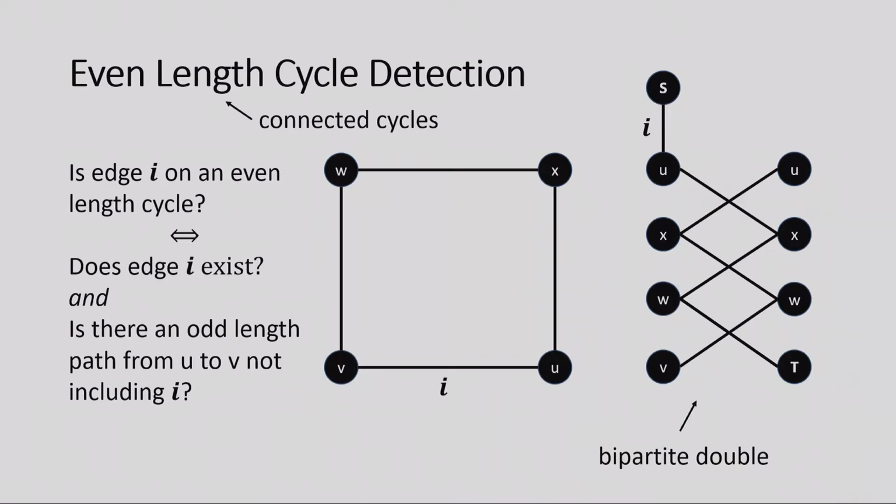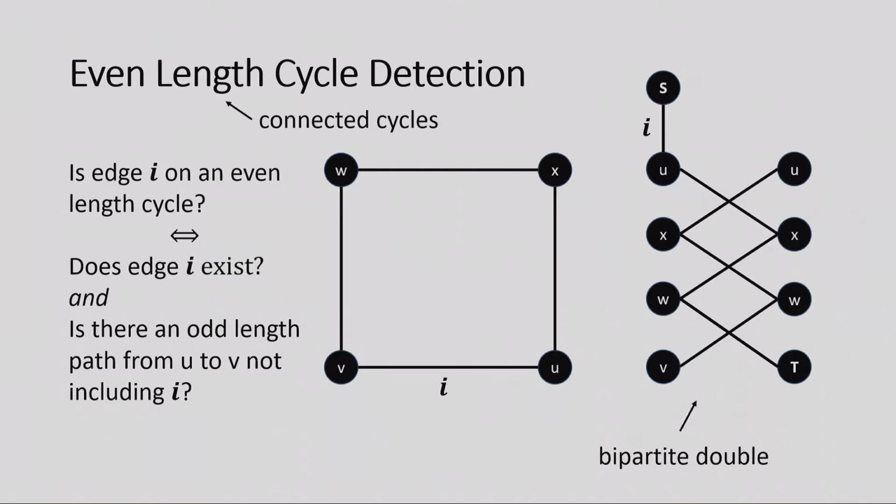So this algorithm actually tells us that if there are no even cycles, there are also no connected cycles on this graph. We're going to ask the question in a similar way to before: is edge I on an even cycle? As before, it has to exist, and this time there has to be an odd length path from U to V that doesn't include edge I in the initial graph. So we want to encode this in a reduction.